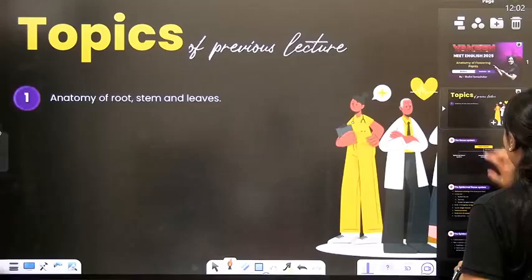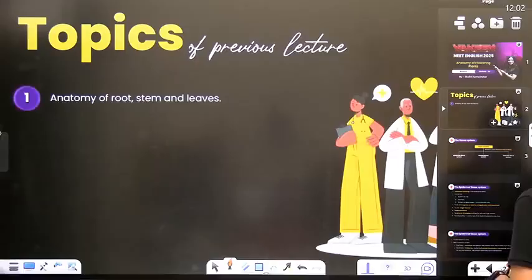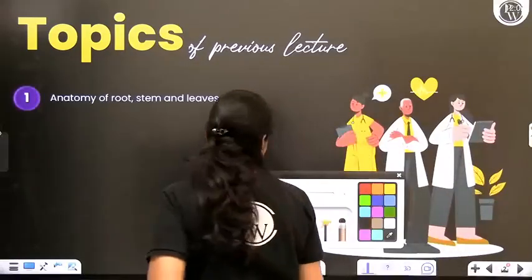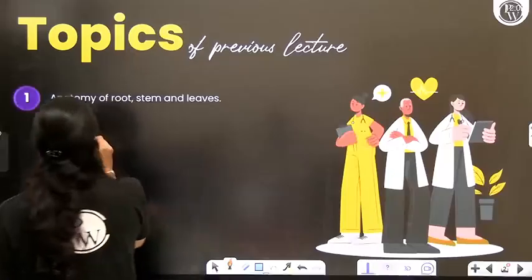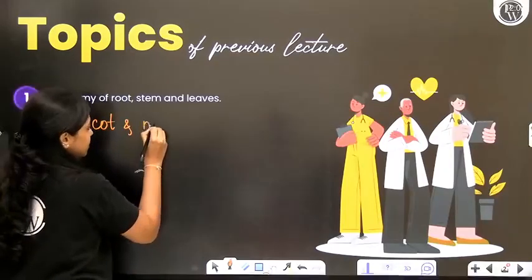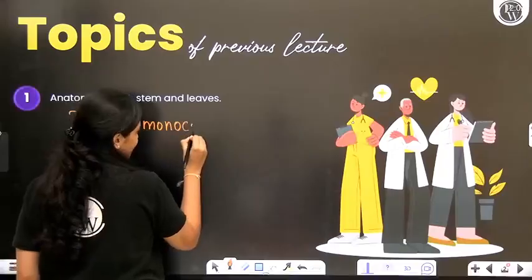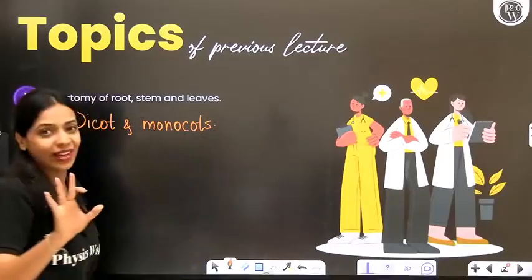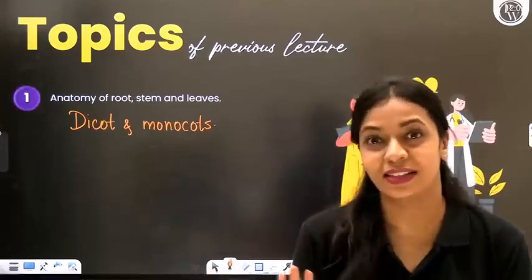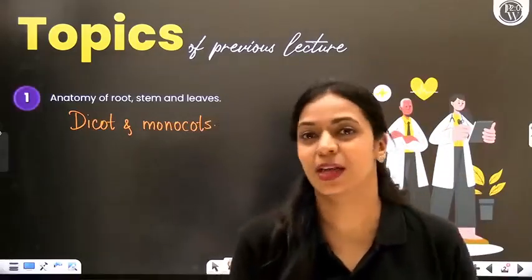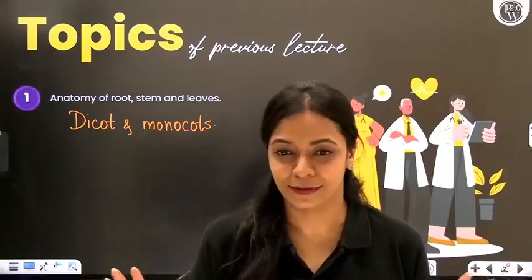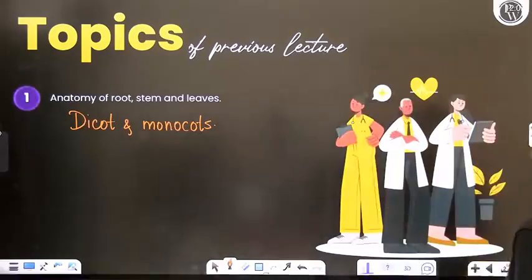So we are going to be dealing with anatomy of root, stem and leaves in that order of both dicot and monocots. This also is very similar to what we studied in morphology. Okay, so the thing is, it's not difficult to understand. The tricky part is to remember. Understanding is very easy. So we'll finish fast, quickly.